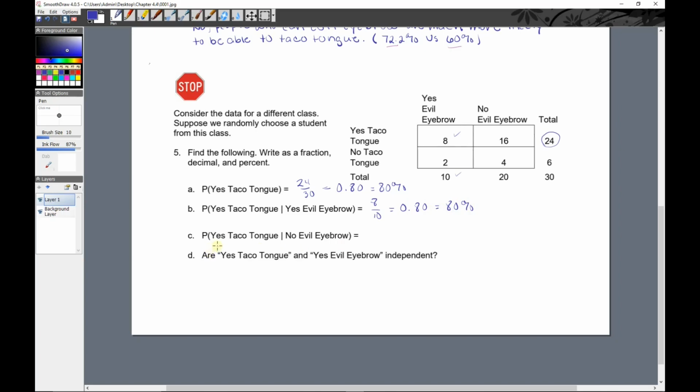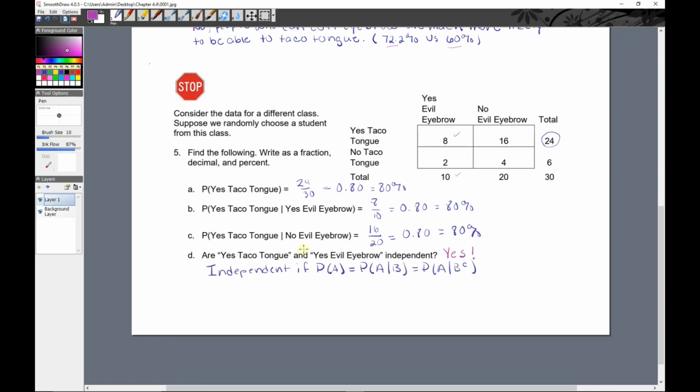And finally, C, what is the probability that somebody can taco tongue given that it's no evil eyebrow? So now our condition has shrunk us down to this column because we don't care about whether they can evil eyebrow. We're only concerned if they can't. That'll be 16 out of 20, which is again 0.80, which is 80%. So looking at this, are the yes taco tongue and the yes evil eyebrow independent?